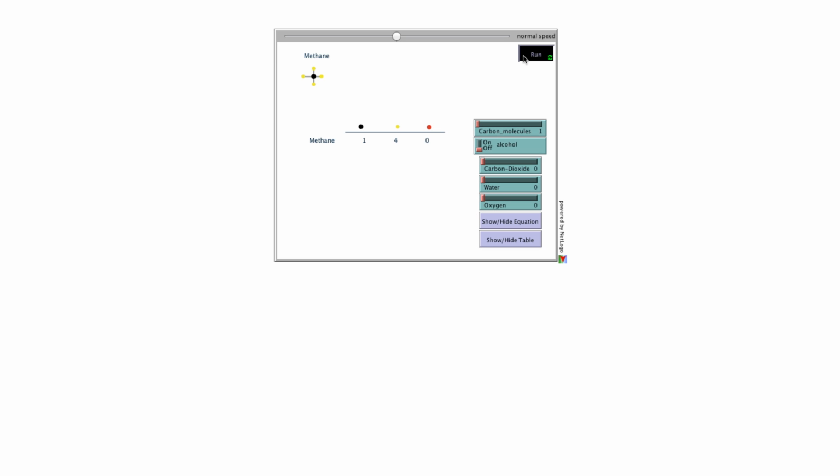It is not running when the run button is light blue. It is running when the button is black. Once running, the main window shows a ball and stick representation of one molecule of a hydrocarbon, the name of that hydrocarbon, and a table with the number of atoms of each element present. The illustration uses only three elements. These are carbon, shown as black circles, hydrogen, shown as yellow circles, and oxygen, shown as red circles.